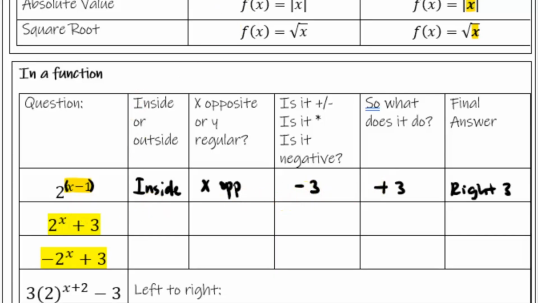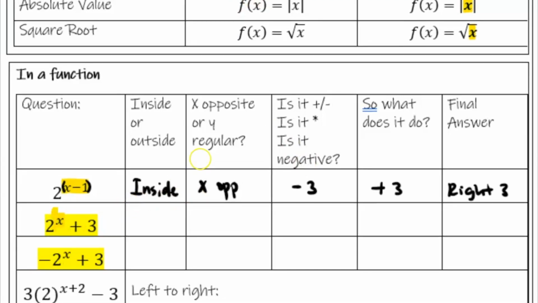All right, I'm going to do one more. So again, let's find the parentheses wherever the x is. So the x is right here. So I can draw in a parentheses if it makes it a little bit easier to see. This time, this is not inside the parentheses, it's where? Outside the parentheses. So is it inside or outside? This is outside. All right. Outside the parentheses, x and opposite or y and regular? It's y and regular. It's just whatever you think.